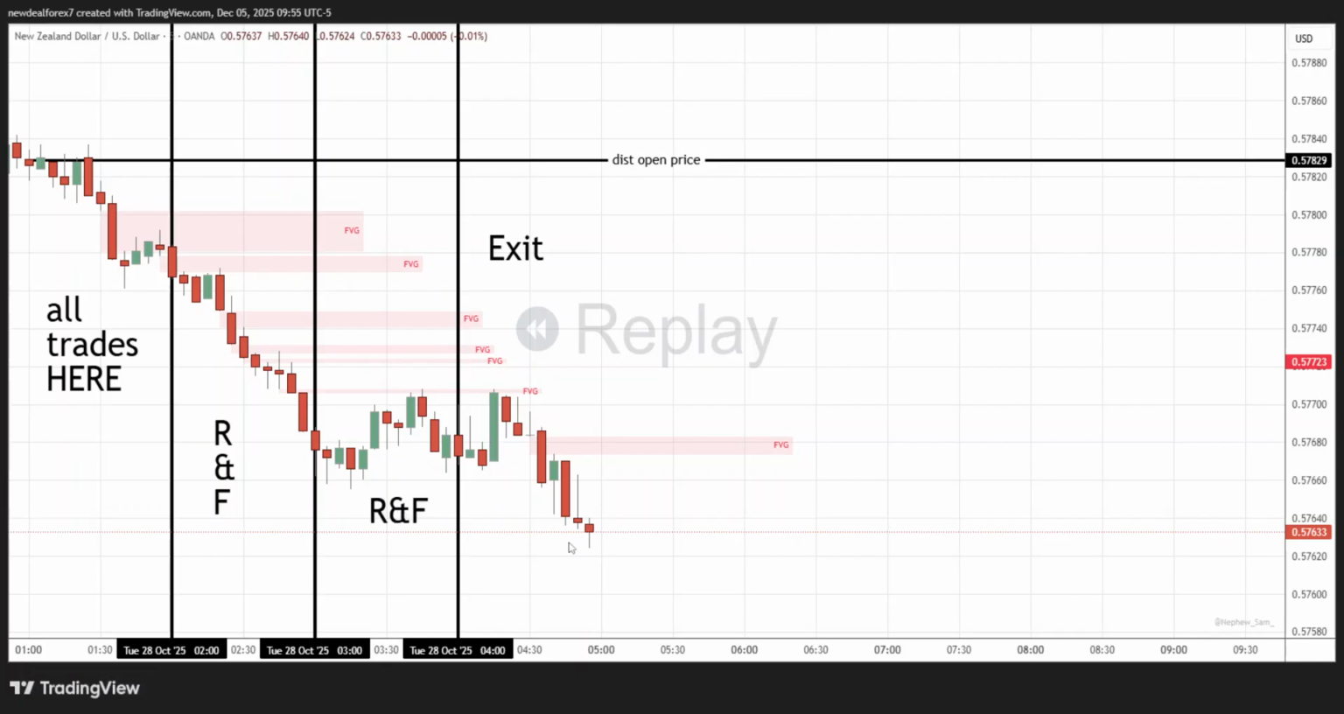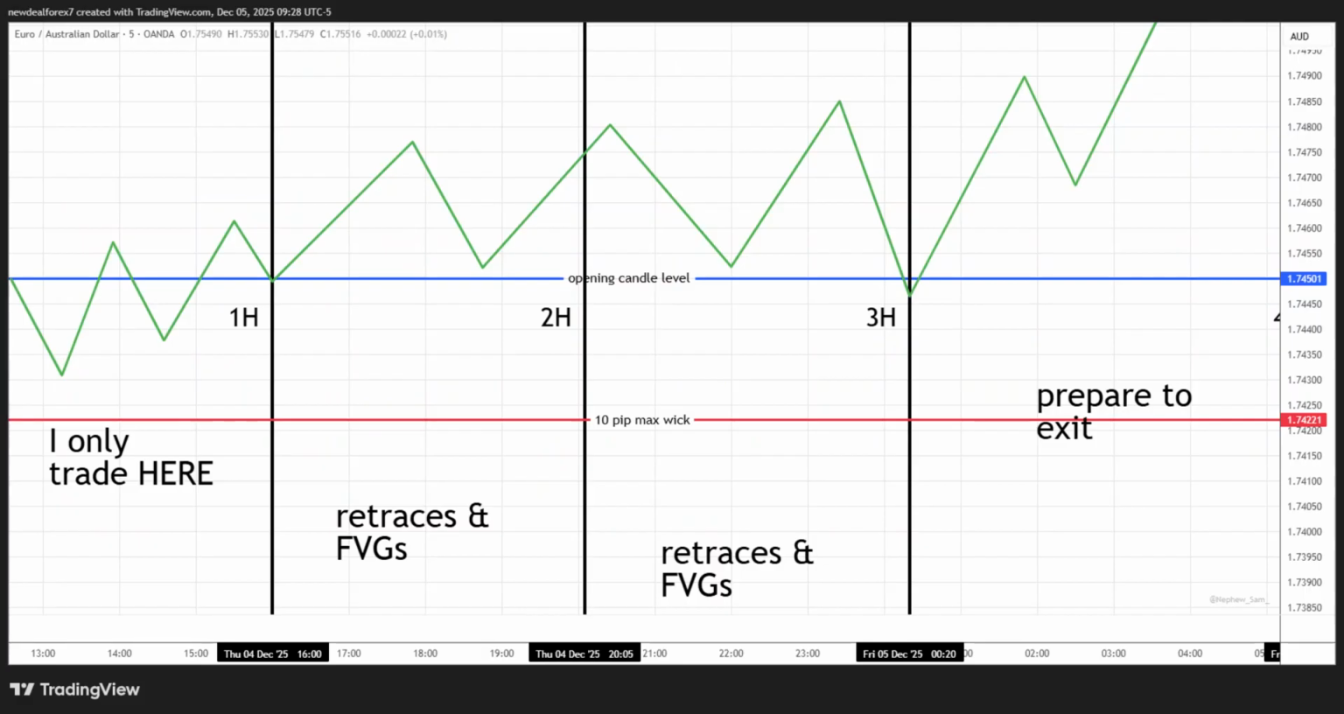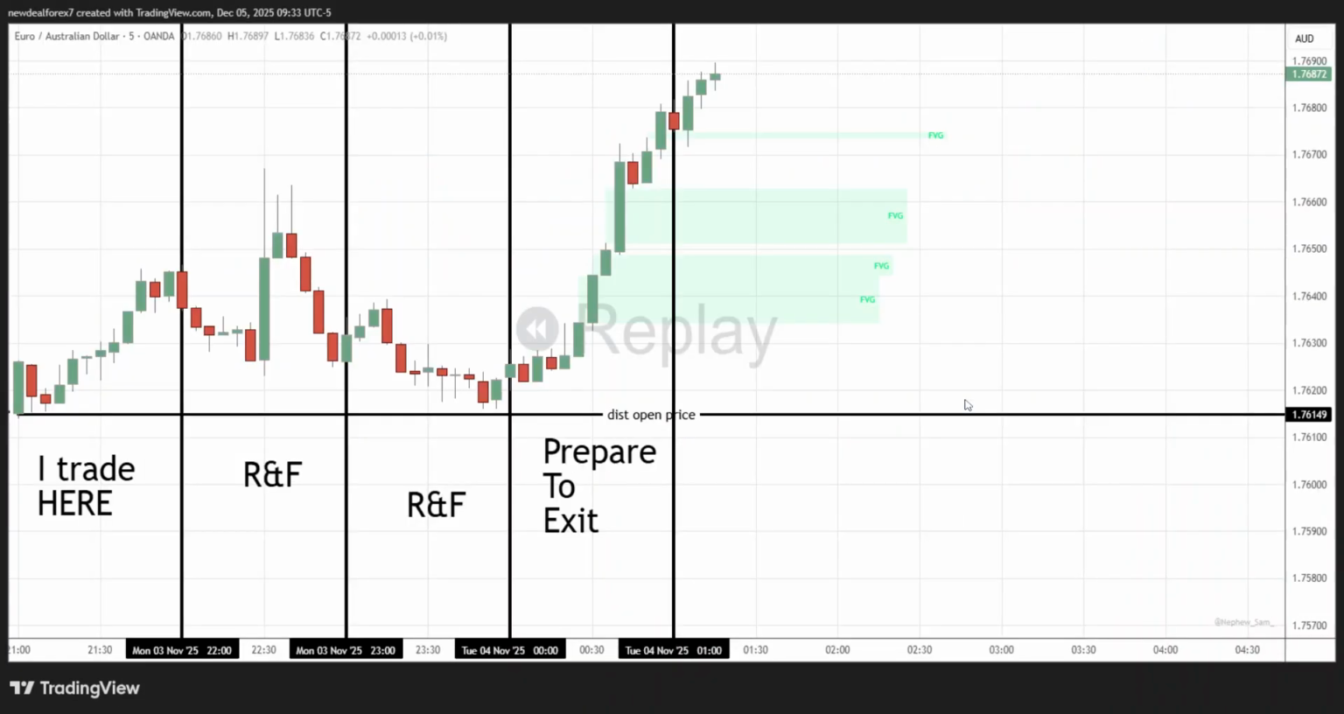4 hours. Now for the long example, just the same thing in reverse. I only trade the first hour, then the next 3 hours are spent paying me if I'm right. Retraces and fair value gaps, yada, yada, yada. All right, so here's the real chart.